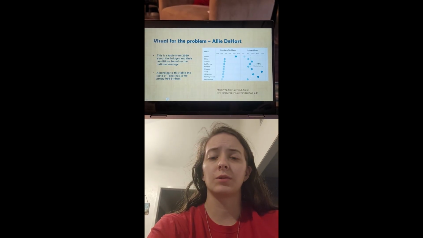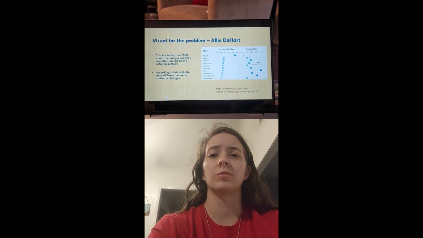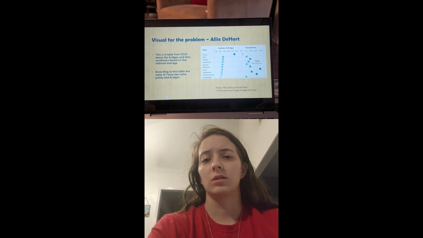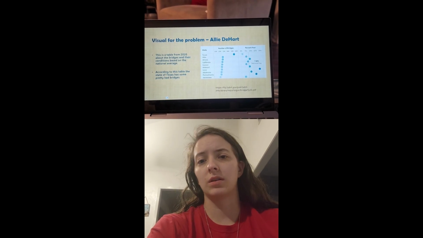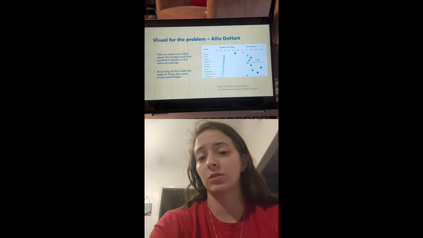This table is from 2020 about the bridges and their conditions based on the national average. According to the table, the state of Texas has some pretty bad bridges.